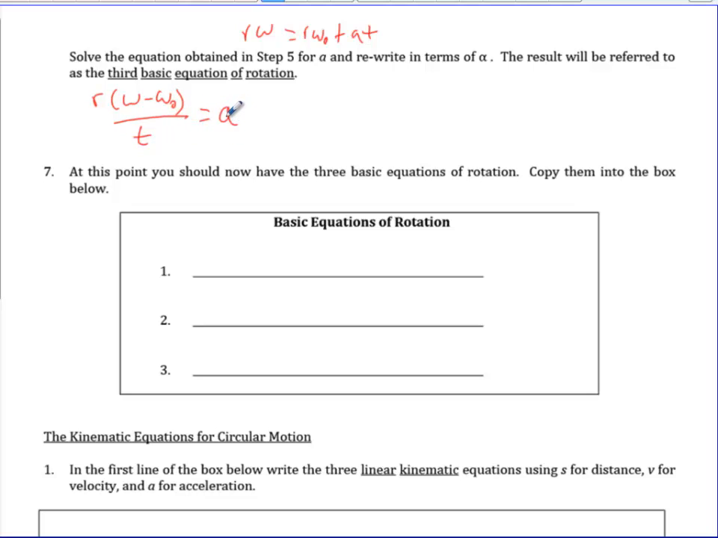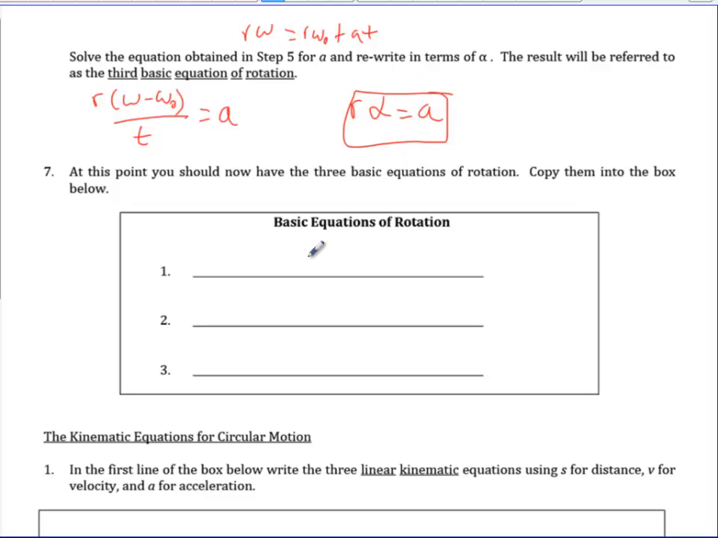But remember, alpha is equal to omega minus omega naught divided by t. So I can actually make the substitution r alpha equals a. So I have the third rotational analog for acceleration.